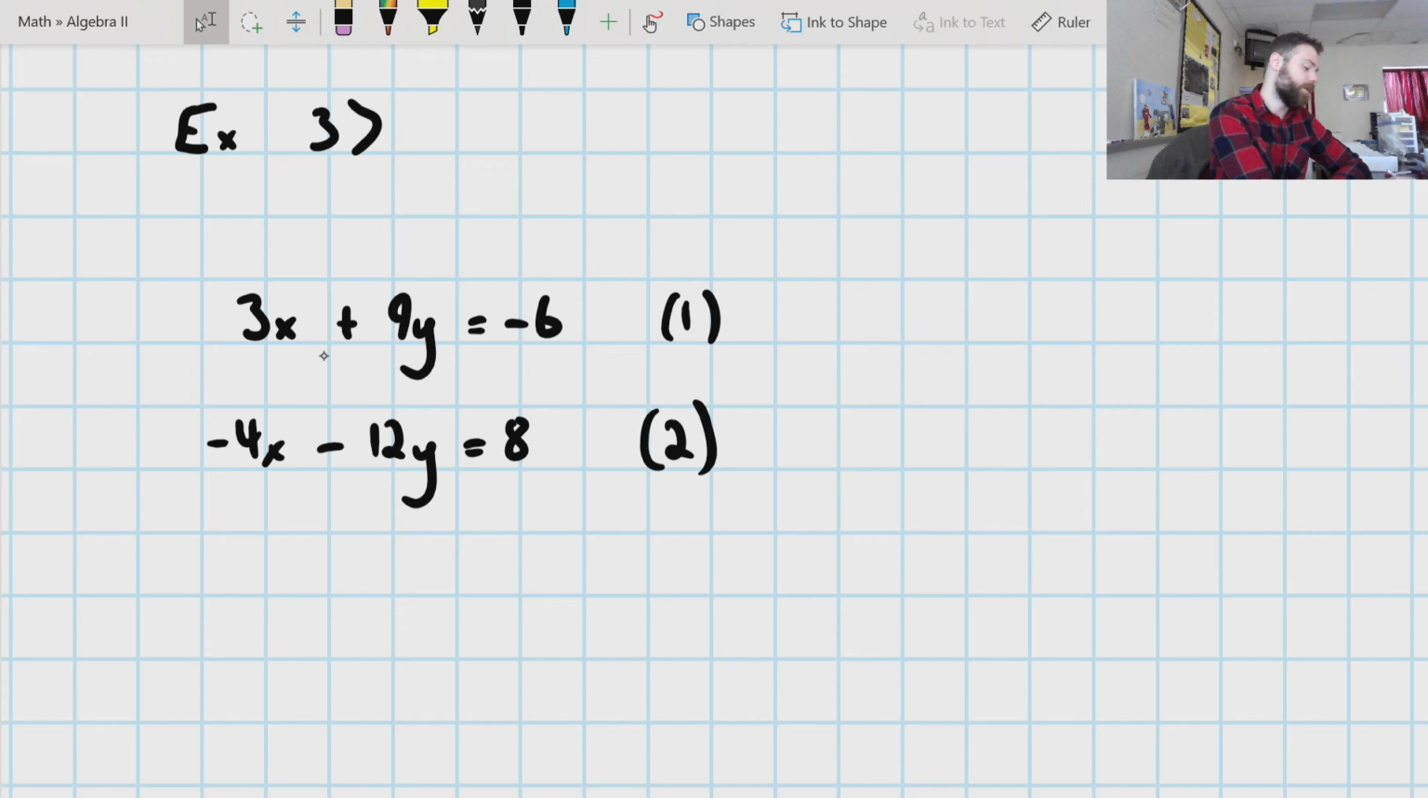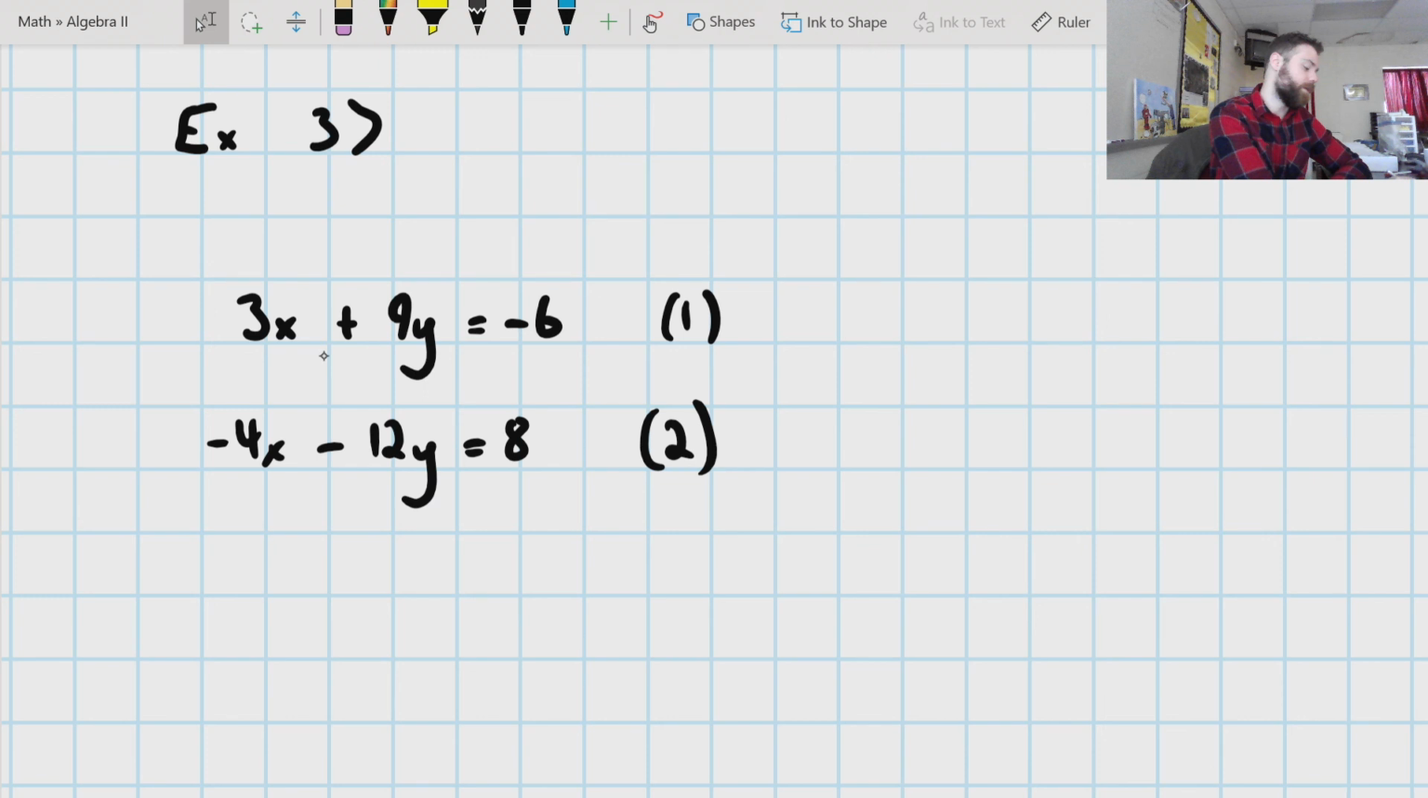I'm going to subtract 9y from both sides of the equation. I get 3x equals negative 9y minus 6. So divide every number by 3, and I get x equals negative 3y minus 2. So that is cooked and canned. Now all I have to do is plug that into the second equation, right? We started with equation 1, and we're going to end with equation 2. So everywhere that I see an x in equation 2, I'm going to substitute this in.